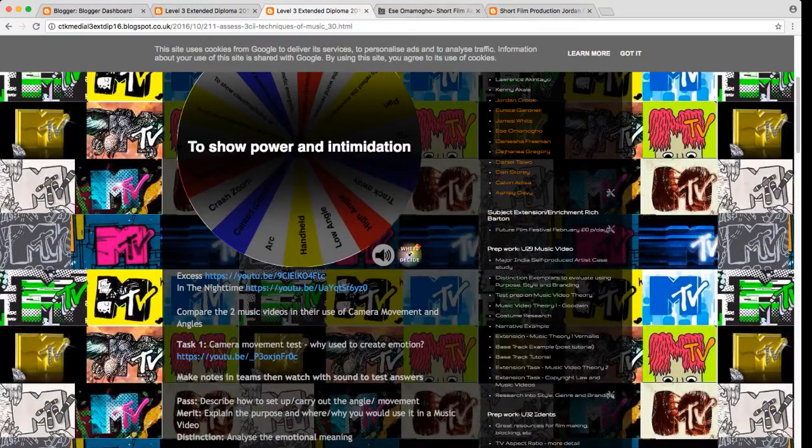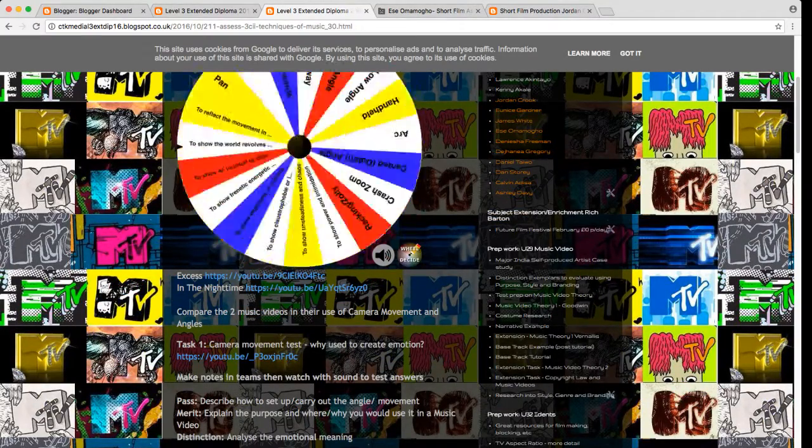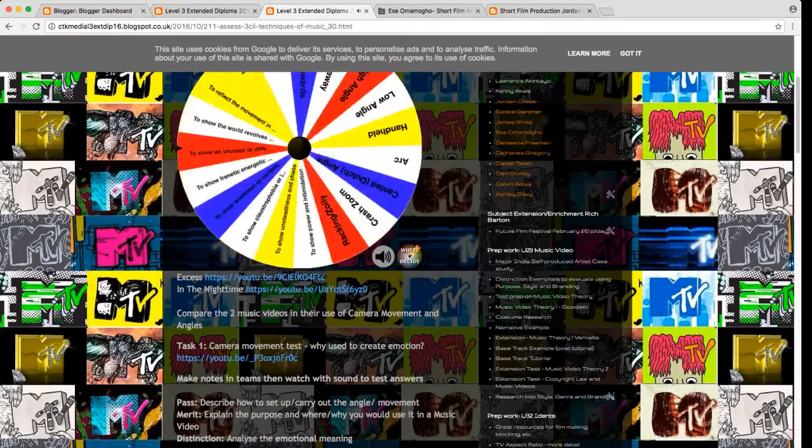And here is the wheel, which gives you, in fact, a lot of the merit answers for you to now go and find examples for and apply and link to the correct movement or angle.